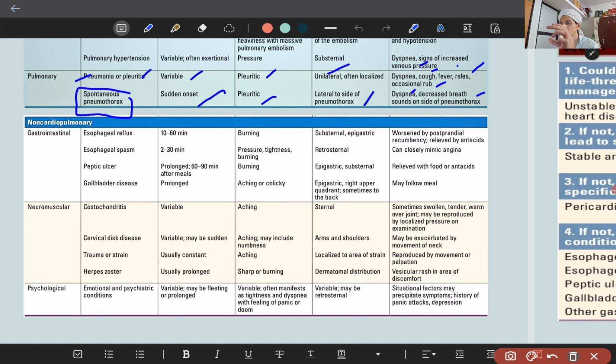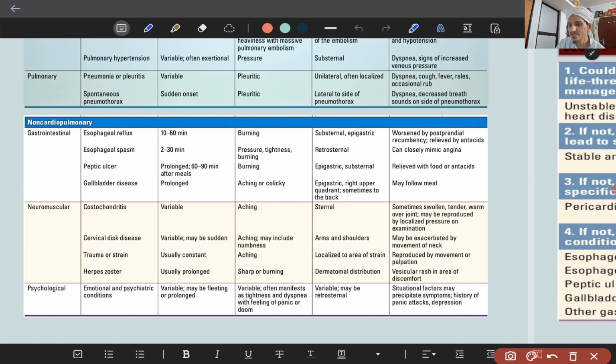Cardiac can be divided into muscle ischemia or pericardium, vascular, aorta, and pulmonary artery. And pulmonary: pleuritic due to pneumonia, secondary pneumonic effusion, and the second one is air, pneumothorax. Now coming to non-cardiopulmonary causes of chest pain.